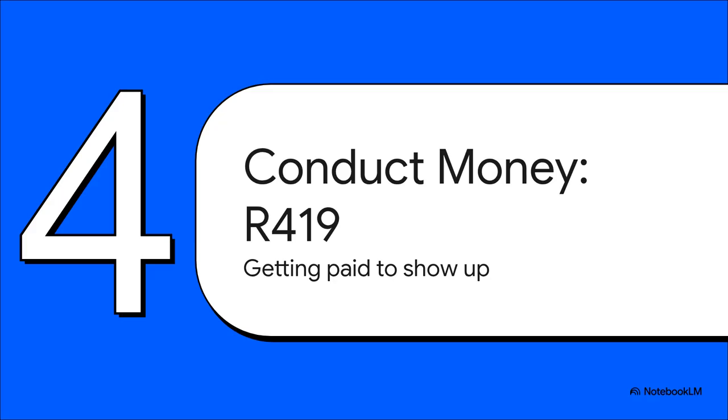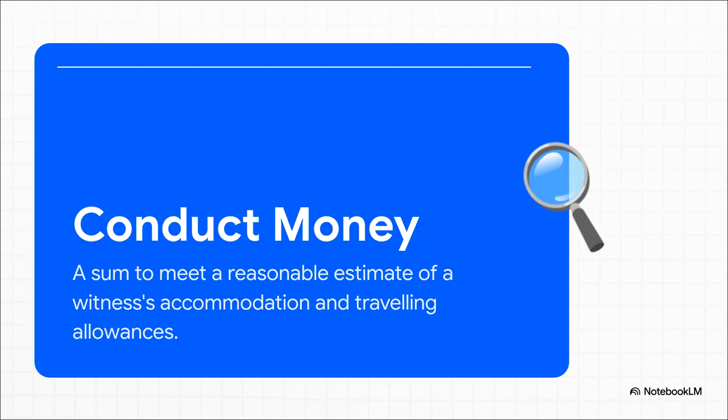All right, let's switch gears to something super practical. How do you get your witness to actually show up to court? This is where Rule 419 and the whole concept of conduct money becomes so important. So what exactly is conduct money? Well, the UCPR Dictionary and Schedule 3 defines it pretty simply. It's just enough cash to cover a reasonable guess of what it'll cost your witness for travel and a place to stay.